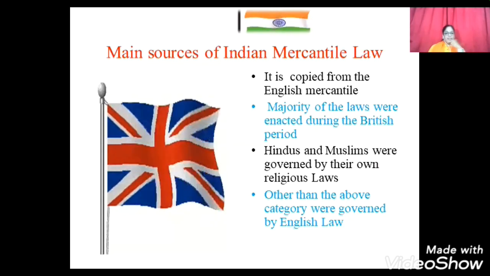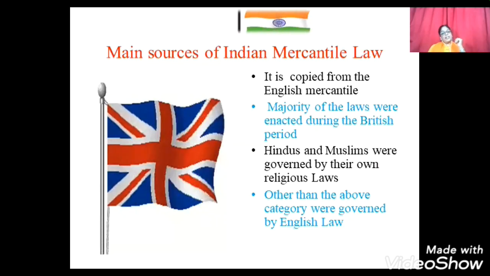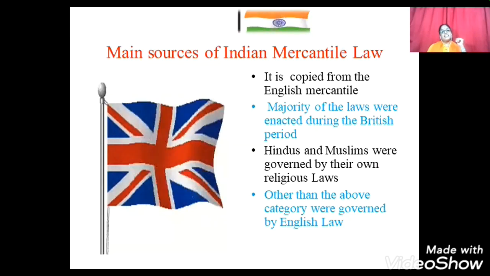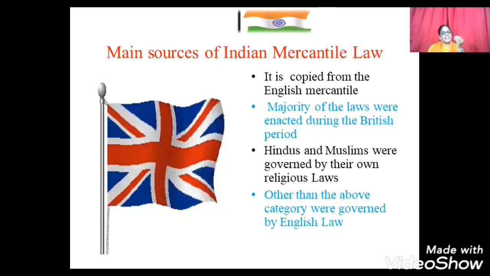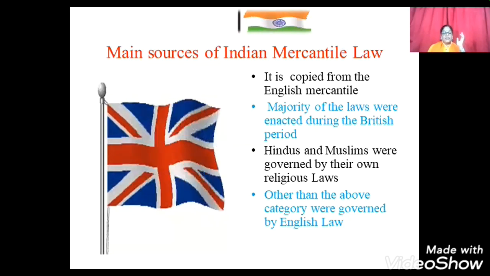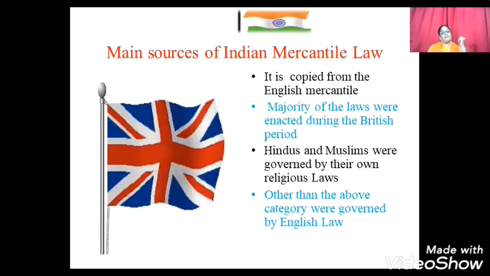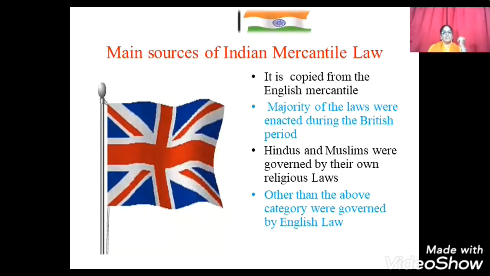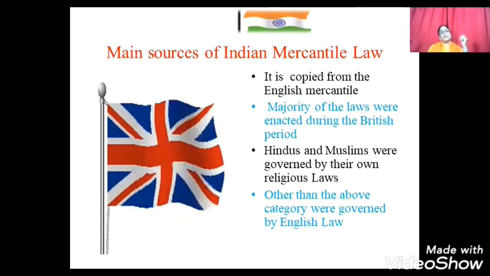Why it has: in 1600 Britishers came to India and they ruled India till 1947. More than 347 years they have ruled us and they have given us the freedom on 15th August 1947. So when they have ruled us for such a huge period of time, obviously their impact will fall on us.